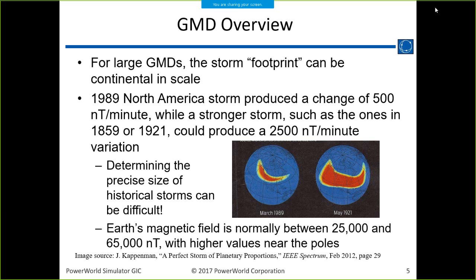Okay. The Earth's magnetic field is normally between 25,000 and 65,000 nanoteslas, so it cannot change at 2,500 nanoteslas per minute for very long. Okay, so these perturbations make the field bounce kind of up and down.